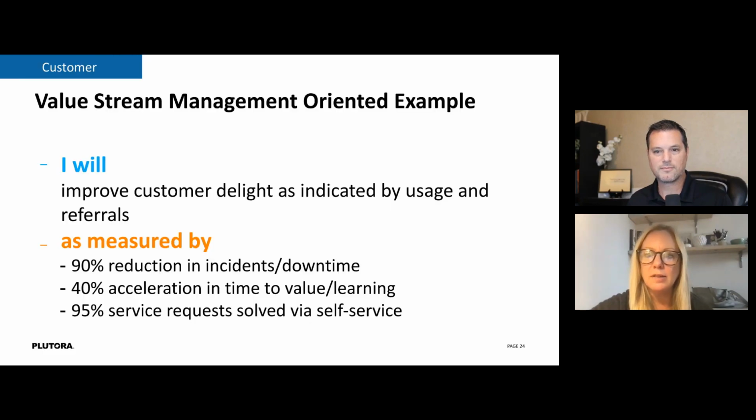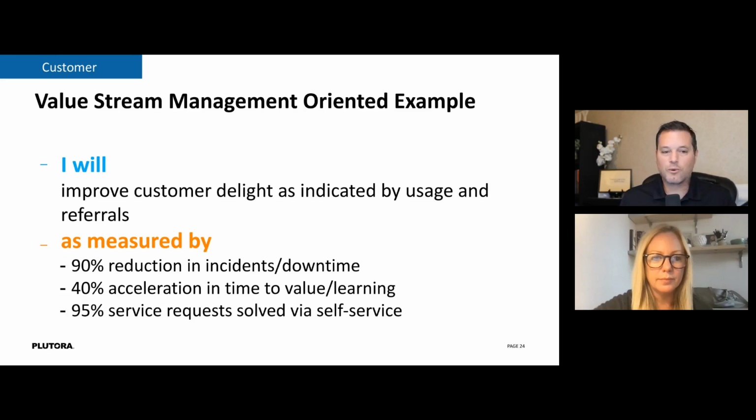Let's have a look at these OKRs then. Do you want to talk us through this one here, which is for a customer? You bet. Just quickly, a statement of, here's my target goal, I will, and then whatever your goal is, and then define what you're going to measure to see if you're getting there or not. Don't worry if you don't hit it, just set a goal of what you think is possible and lay it out. So reduction in incidences and downtime, great for improving customer delight. How do I accelerate my time to value? These are the kinds of things we're talking about. You can come up with these, but the format of doing an I will, as measured by, that's the key.